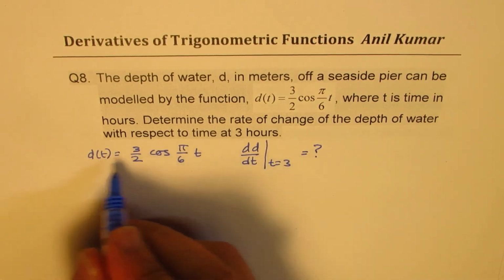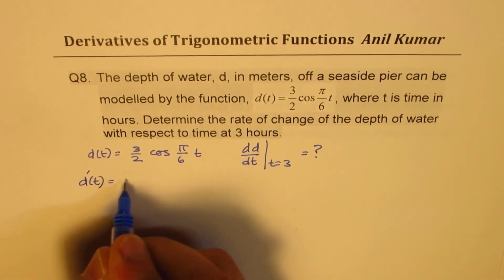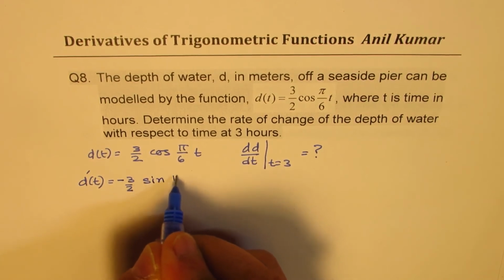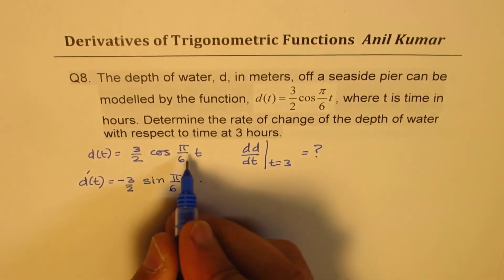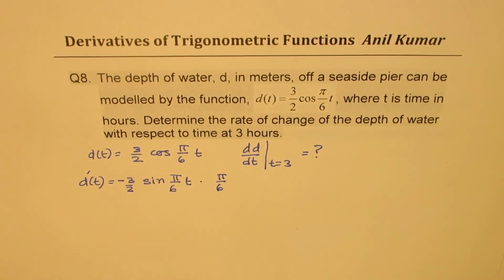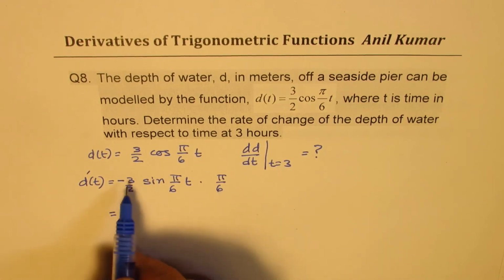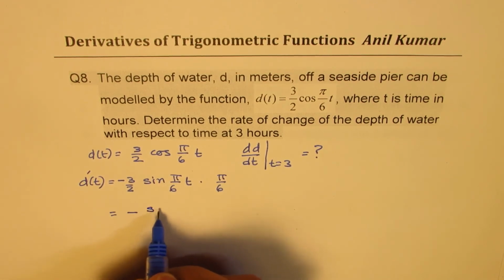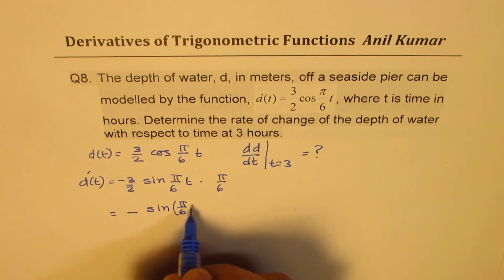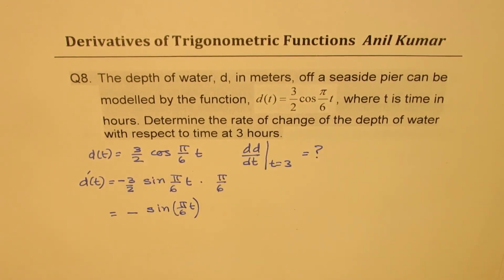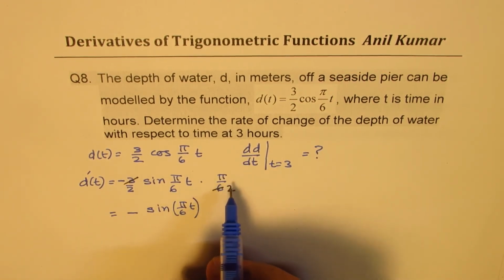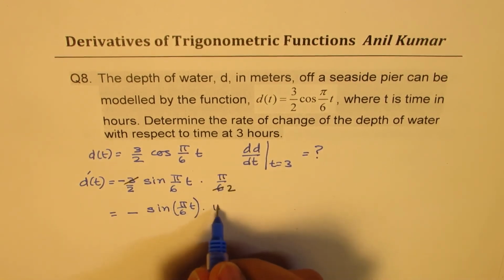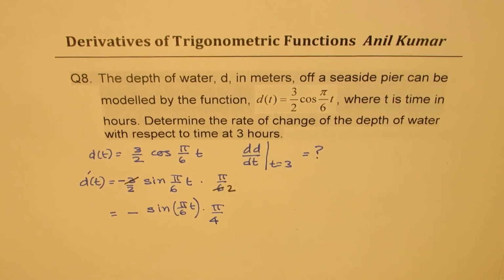So let's differentiate this with respect to time. We get the derivative as 3 by 2 cos, derivative is minus sine, so let me write minus here, sine pi by 6t, and inside function derivative is pi by 6. Correct? So let's simplify this. 3 goes 2 times, so we have minus sine pi by 6t, and we are cancelling. So 3 goes 2 times here, so we get the constant as pi over 4, times pi over 4. Okay? So that becomes our equation.